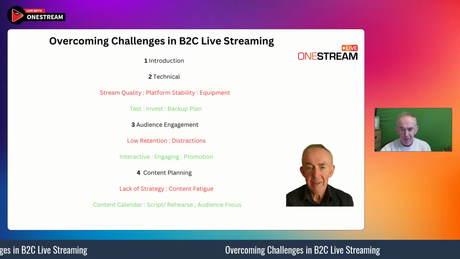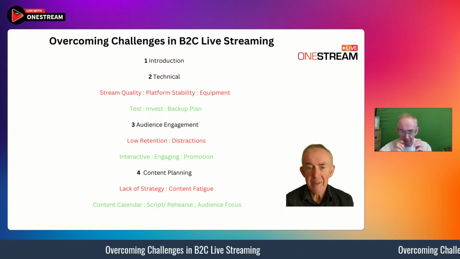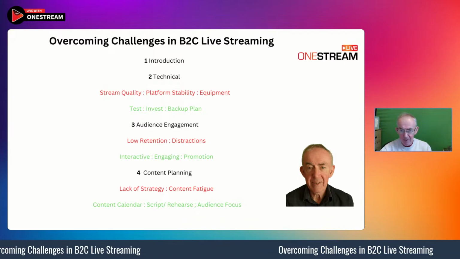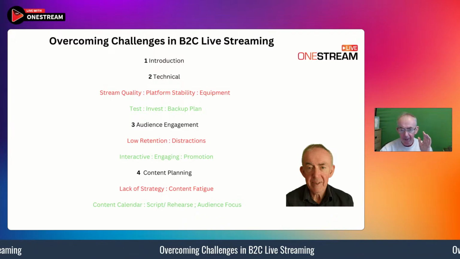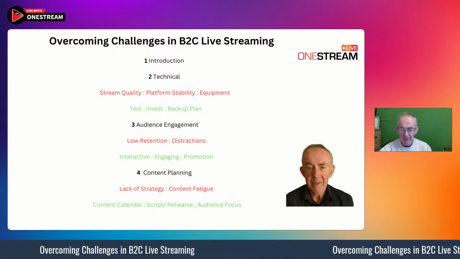Now, content planning. The problems with content planning are a lack of a strategy and content fatigue. These two problems can happen. They're naturally occurring problems, and you need to avoid them.